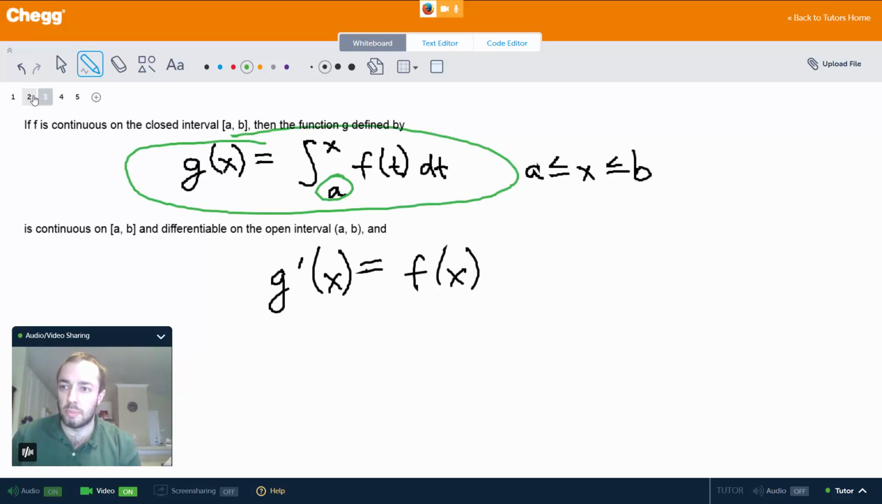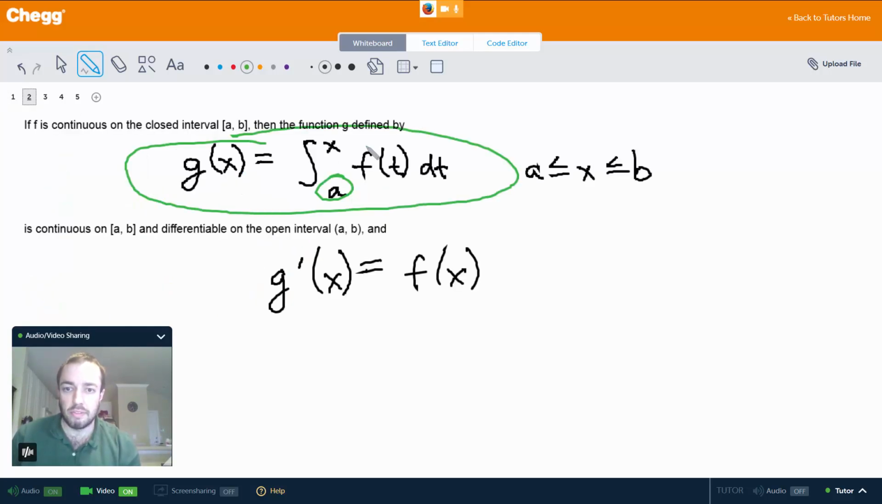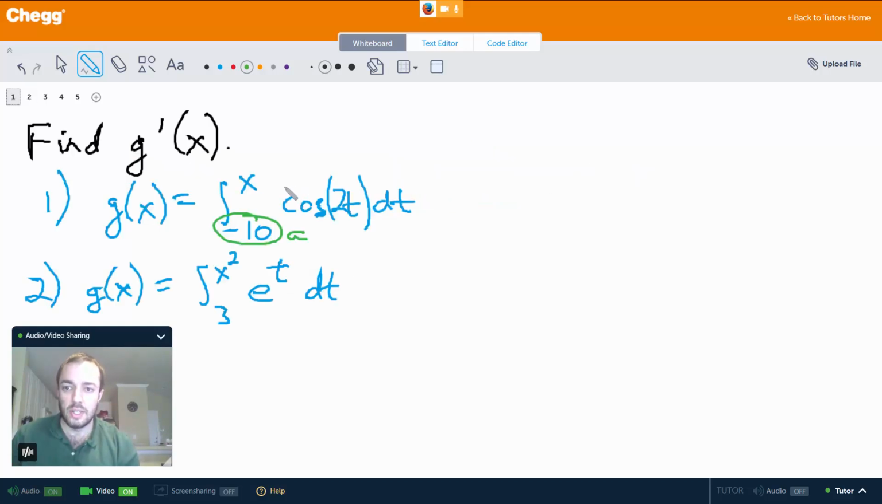So a is the number down here. In our case, a is -10. So here's our a, -10. And then f of t is the function inside of the integral. In other words, it's the integrand. So this right here is our f of t.